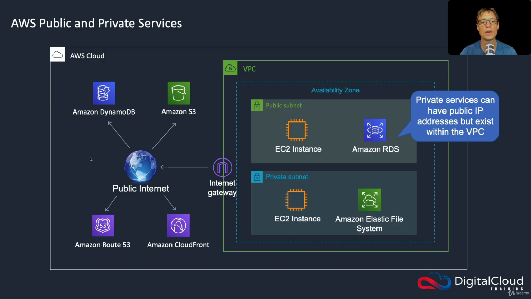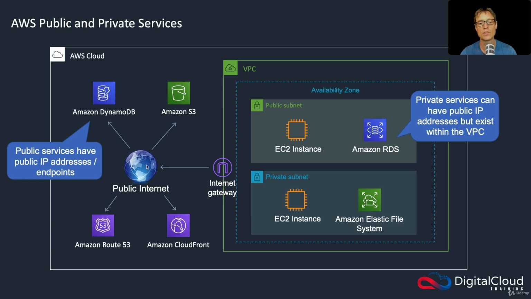Now, on the other hand, we have these services on the left here. Now, these actually sit in the public address space. That means they have public IP addresses or endpoints. So you connect to these services over the internet. So let's say, for example, you need to connect to Amazon S3, which is the object-based storage system, and you're somewhere on the internet. So you'll come into the internet with your connectivity, and then you'll connect to Amazon S3 and you'll be able to upload and download data.